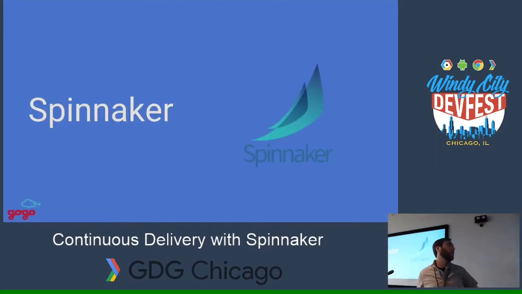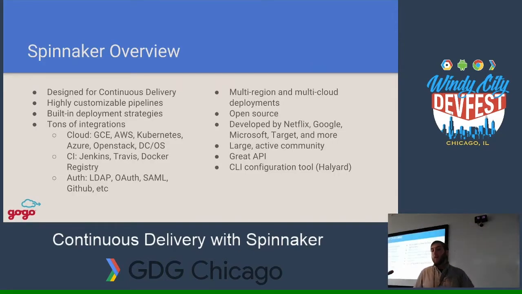So now Spinnaker. Spinnaker is what we use to facilitate the whole continuous delivery part of this, especially like the cloud resources and stuff like that. Here's an overview of what Spinnaker is, some of the features. As I go into the demo, some of these will kind of click a bit more of what they're actually doing. Spinnaker is first and foremost designed for continuous delivery. It's not a CI system. It's not like a cloud management system. It's a continuous delivery system, and that is what they've built for it to do.